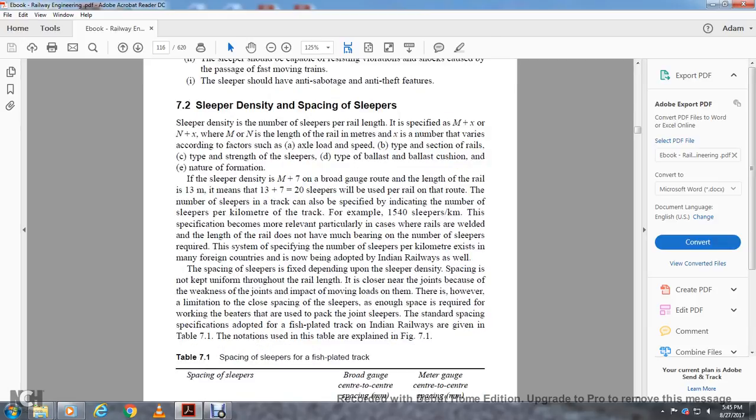The spacing of the sleepers is fixed depending upon the sleeper density. Spacing is not kept uniform throughout the rail length, with the sleepers closer near the joints to cover the weakness of the joints and the impact of the moving loads on them. There is, however, a limitation on closing the spacing of the sleepers, as space is required for the working of the beaters. There are even packed joint sleepers. The standard spacing of the sleepers adopted for fish-plated track on the Indian Railways is given in Table 7.1.